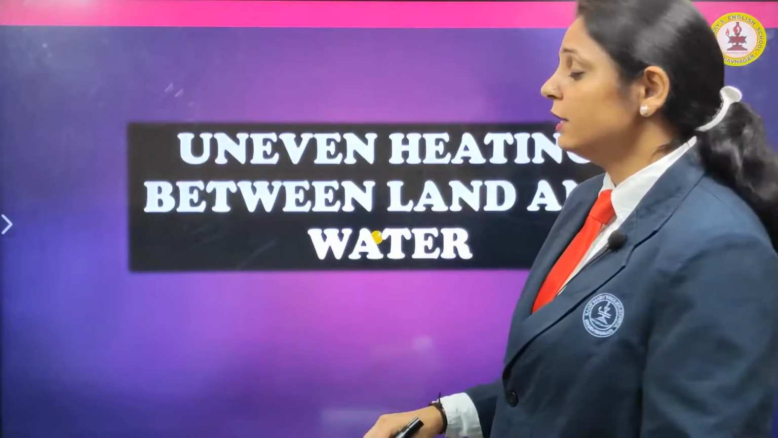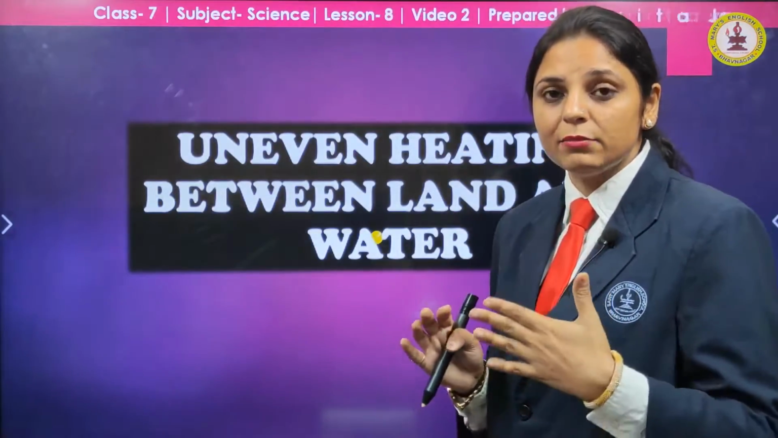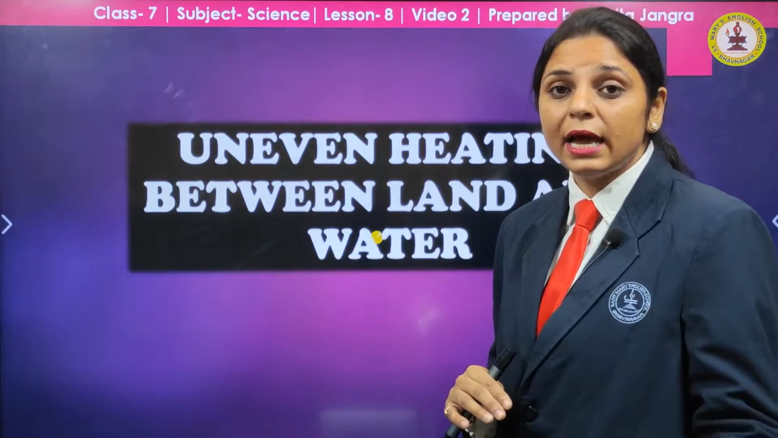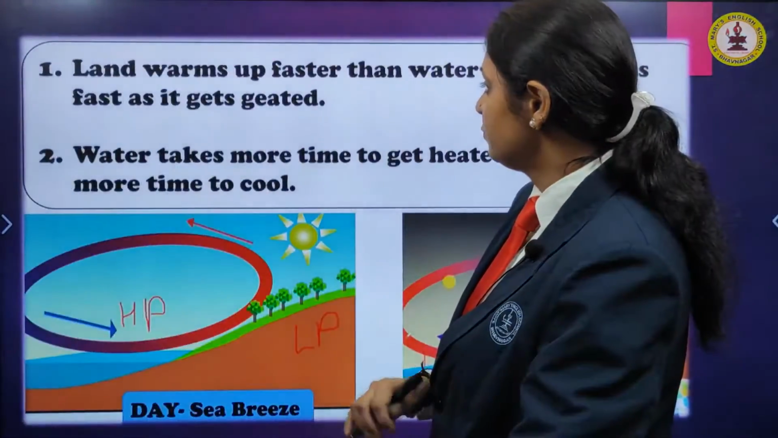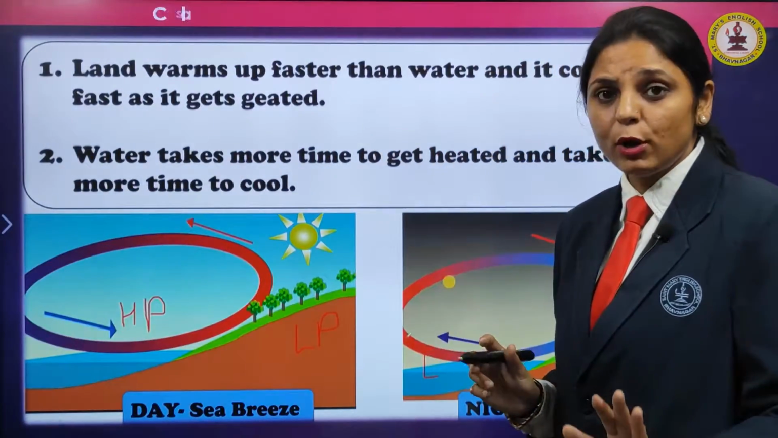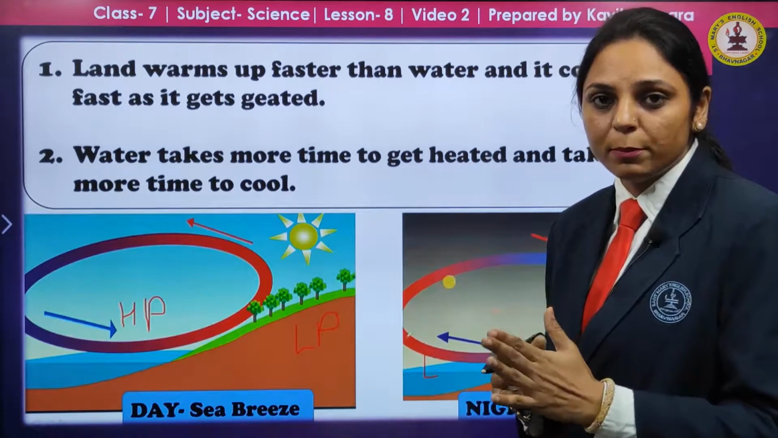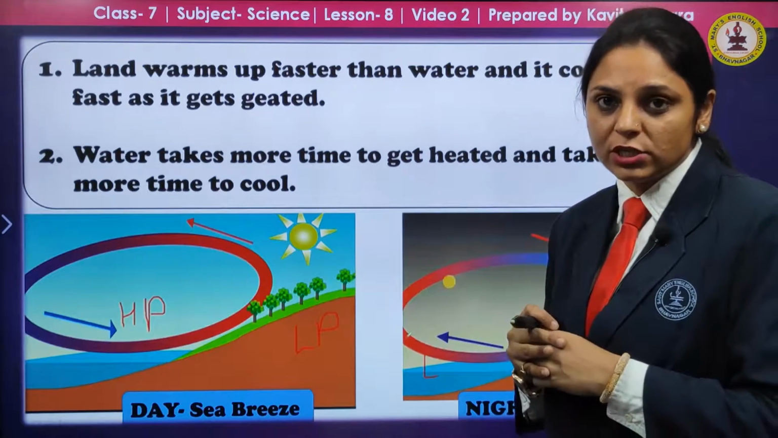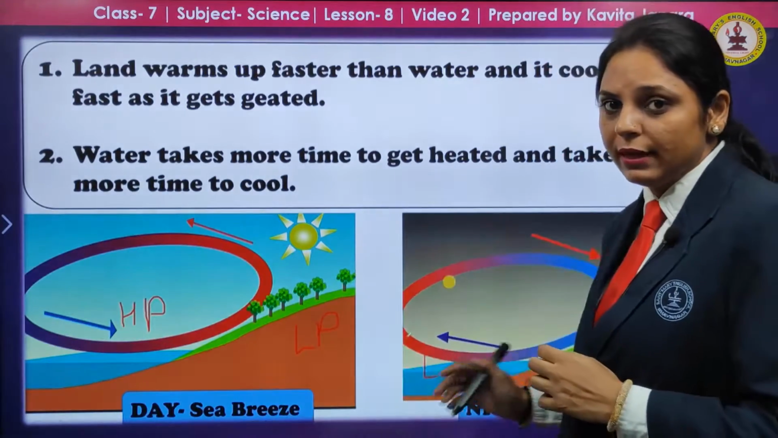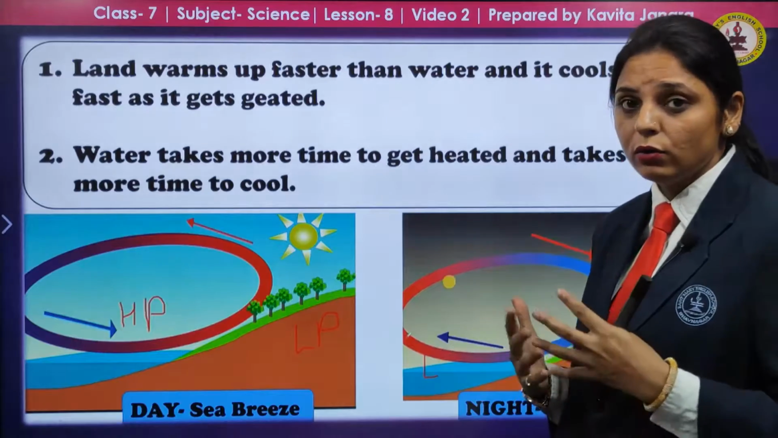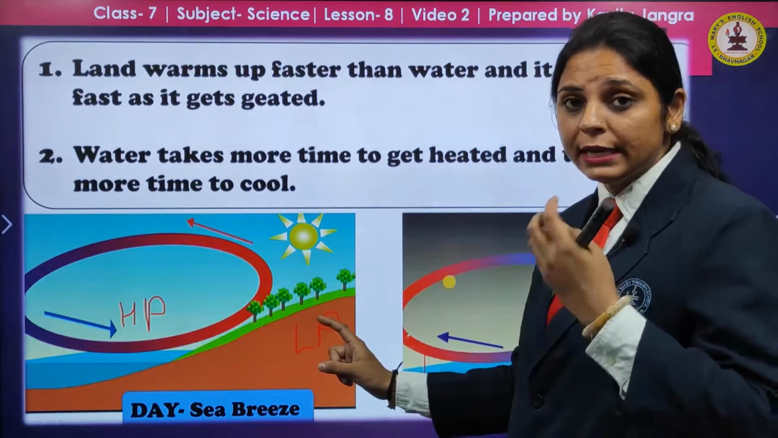Next, the uneven heating on land and water. This is again the same that we have studied in the heat chapter: land breeze and sea breeze, the convection current. The land has the property to heat up soon and cool down soon. Due to this property, a pressure difference is generated. As you see, in the daytime the sea breeze comes and at night the land breeze. How? Let us understand. Because during the sun, the land heats up soon.